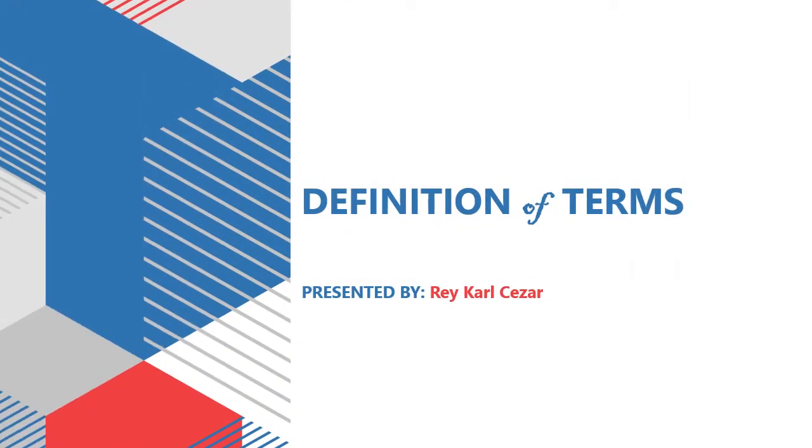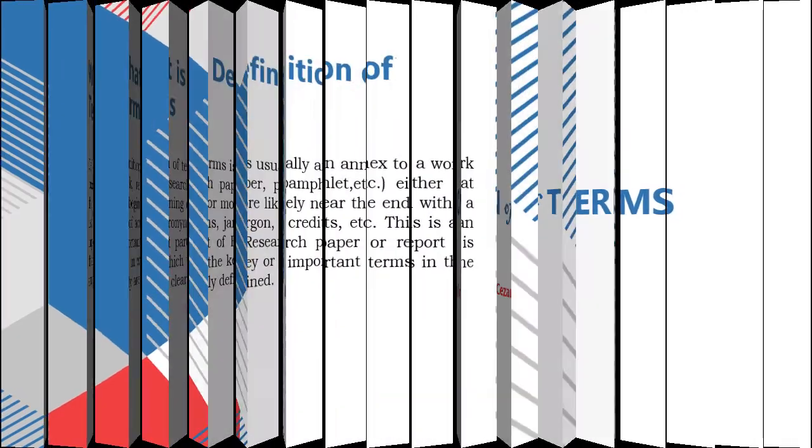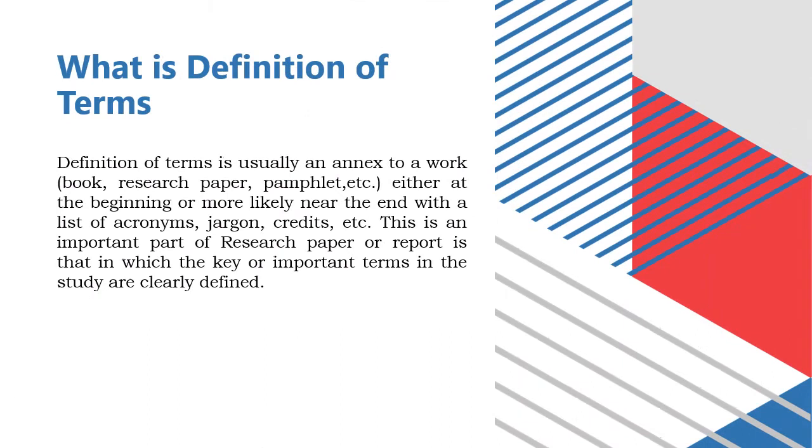The last one that I am going to discuss is a very short and simple part of your research, which is the definition of terms, or sometimes called the operational definition of variables. So why is it called operational definition of variable? In the latter part of the report, you will know why it is called like that. So let's start by defining the definition of terms.